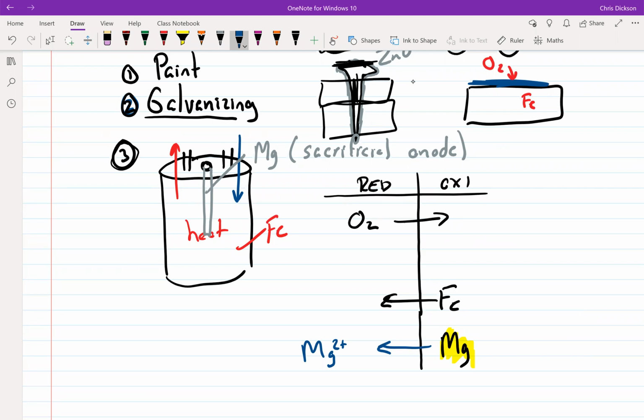And so what happens over time is that this magnesium rod is getting oxidized, so it's getting smaller and smaller, and eventually it just vanishes. It's just completely used up. And once you use up all the magnesium, then you start getting iron being oxidized.